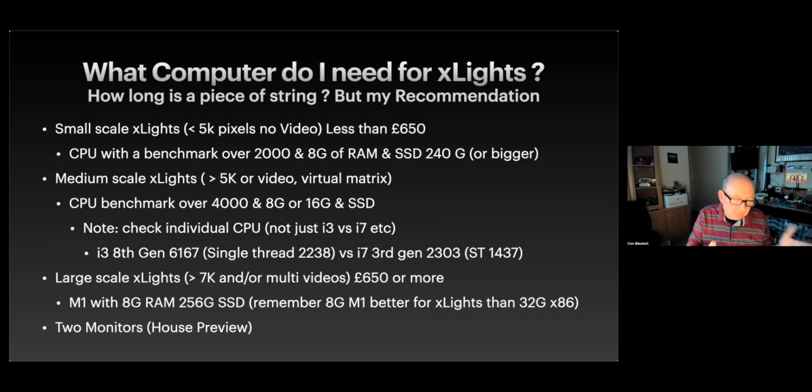So to recap, if you've got less than 650 quid, for a couple hundred quid, you can probably find, or you might even find a PC in the cupboard somewhere. If it's got 8 gig of RAM and it'll have a benchmark of 2000, away you go. It'll probably do what 80% of the people on this call need it to do. Because don't forget, although we're going to be working on the sequence on the PC, for the actual show day, you're going to be running it on your FPP, at which point it doesn't really matter how fast your PC is. But that's my opinion, a life according to Con.